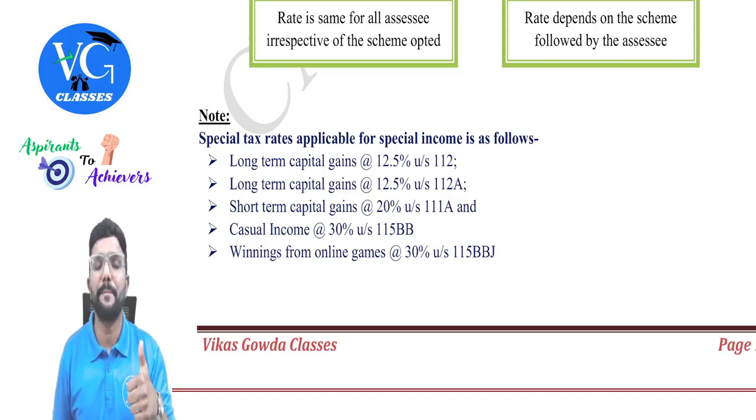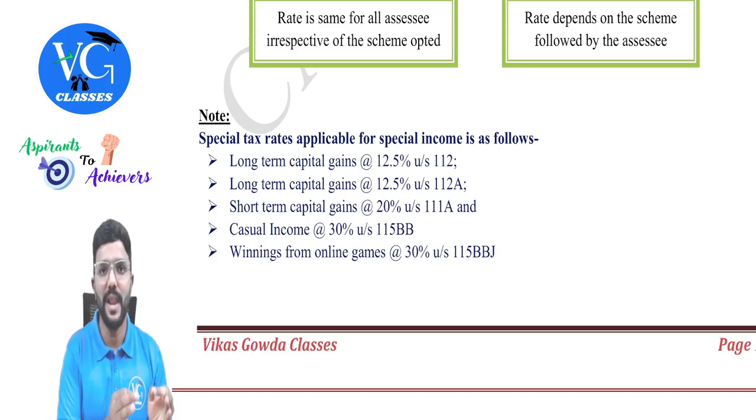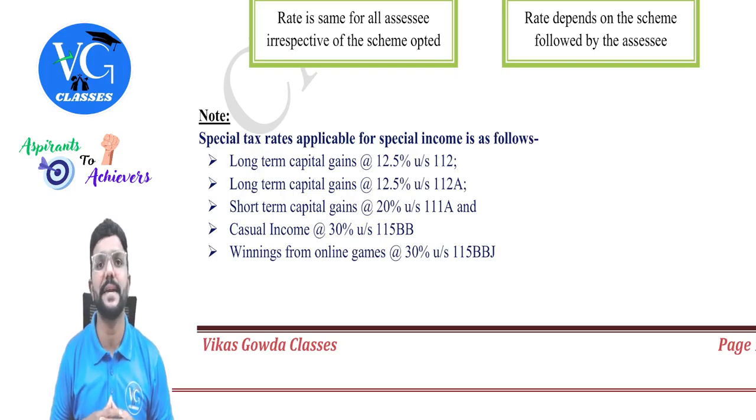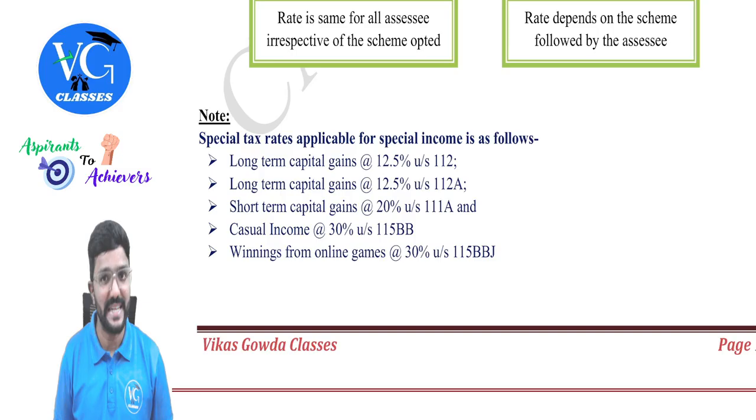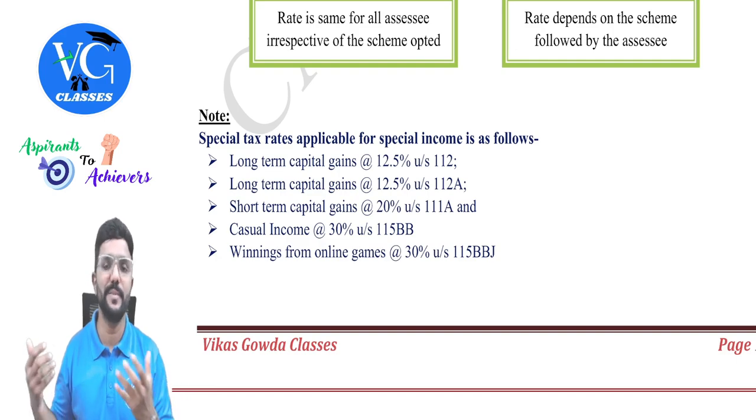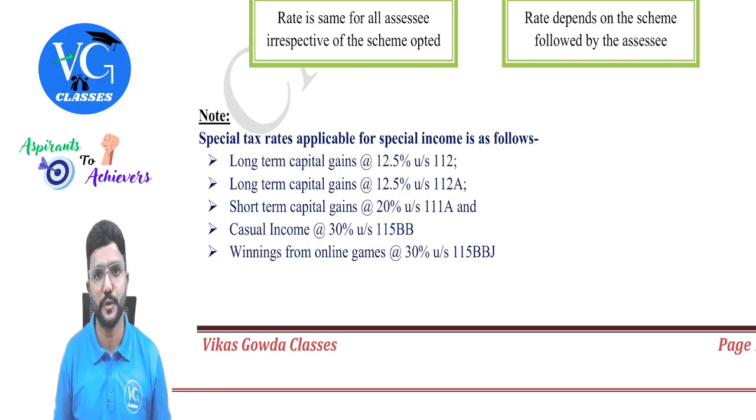Yes. Long-term capital gain under section 112 or 112A, and short-term capital gain under section 111A. And coming to the casual income. So capital gains will always be taxable under the head capital gains. Okay, there is a specific head called capital gains, which is the fourth head of income. Then casual income, which will be taxable under the head income from other sources, as per section 115BB or 115BBJ, that is winnings from online games.